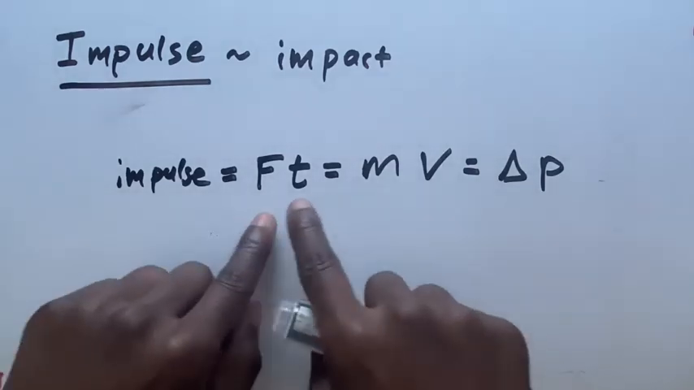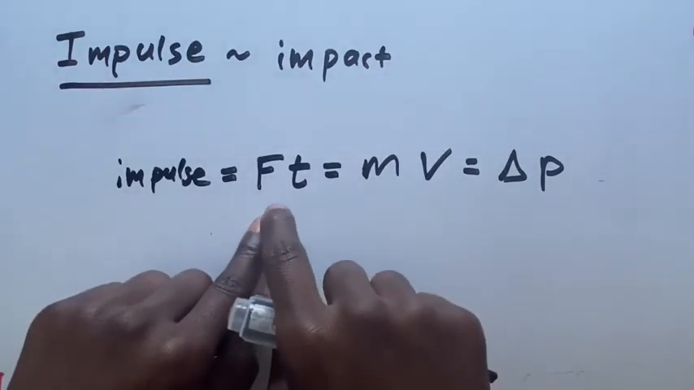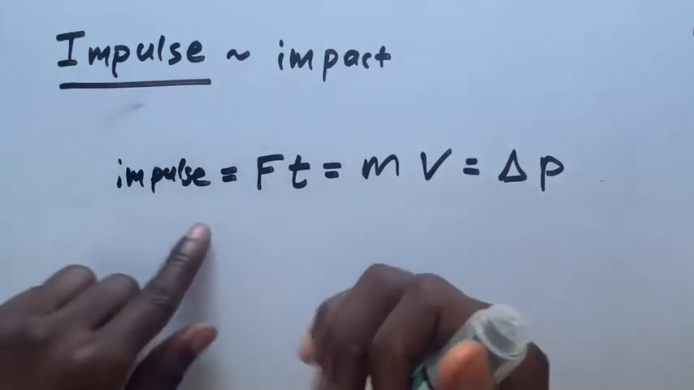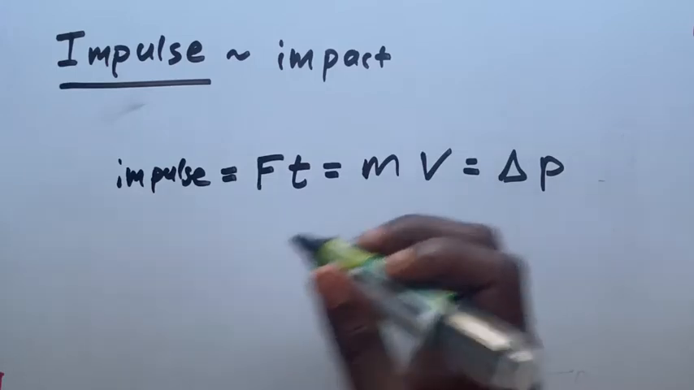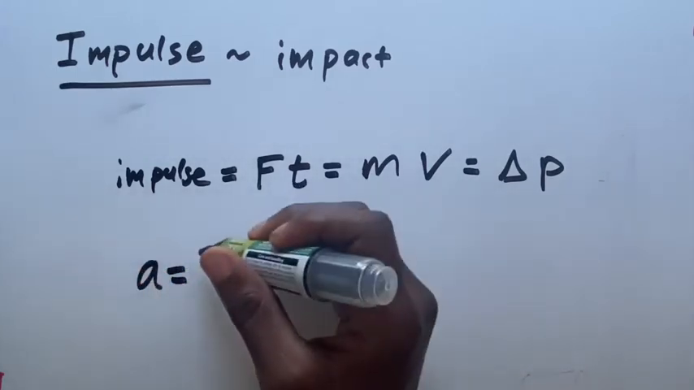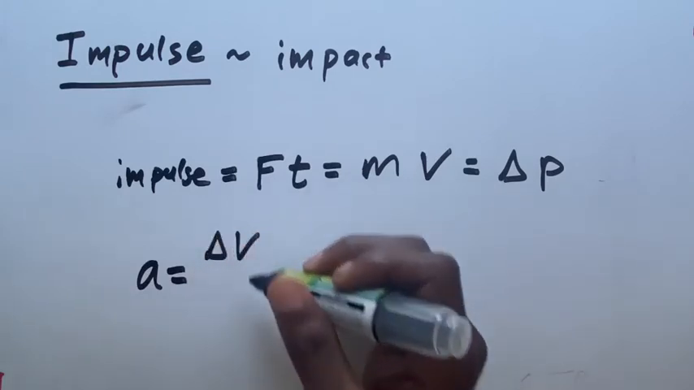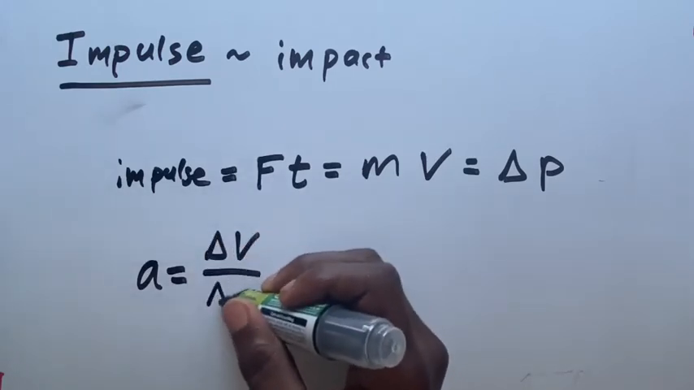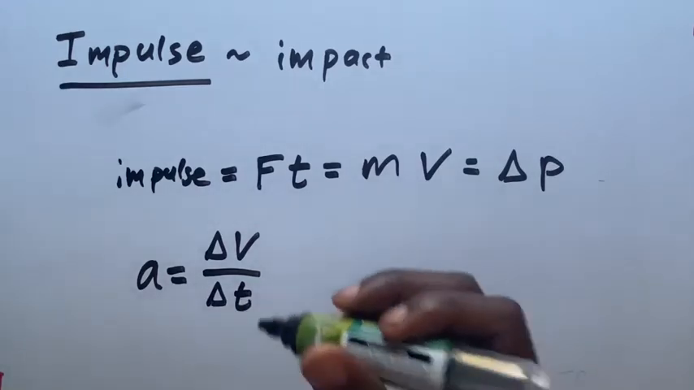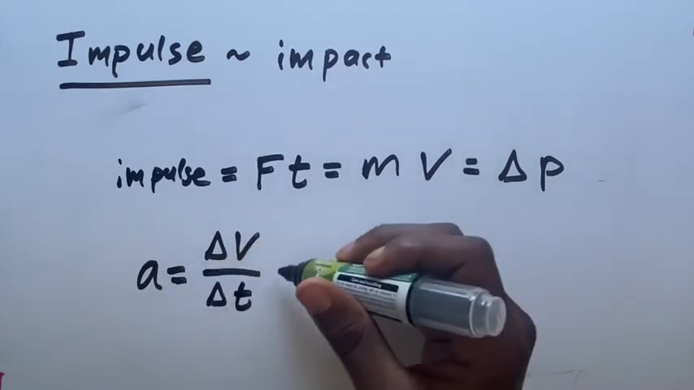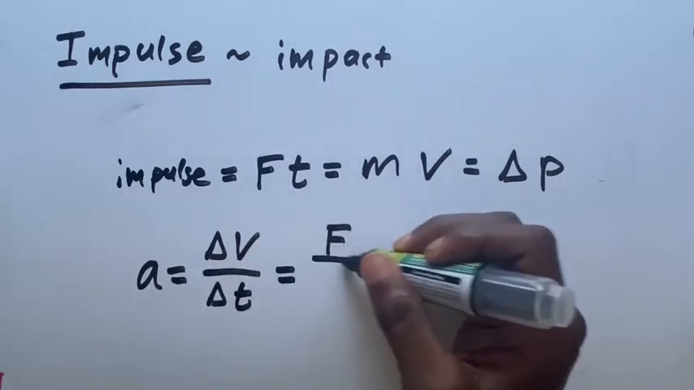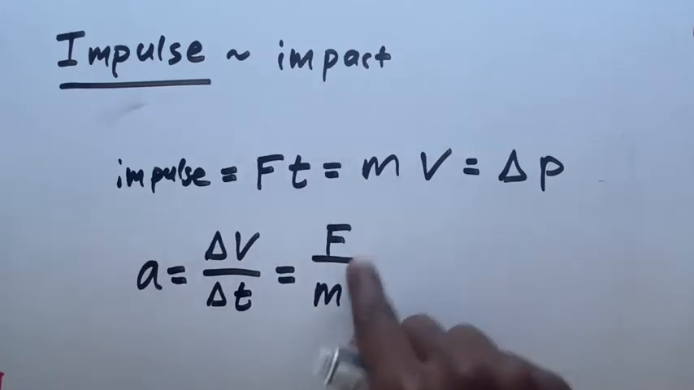And so how did I basically make this jump from here to here to here? Just to break it down a little bit, we know acceleration is given by the change of velocity over the change in time, right? Well, we can also write the acceleration as force divided by mass, right? From Newton's second law.